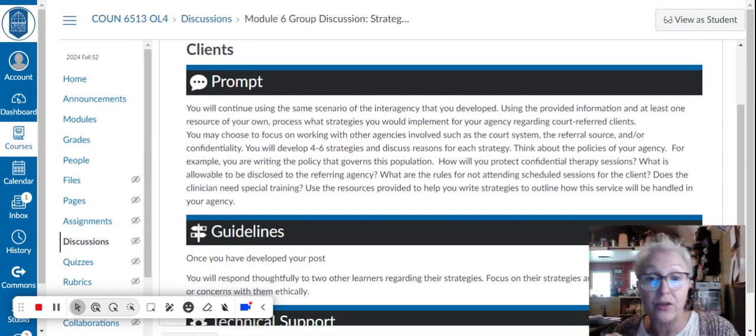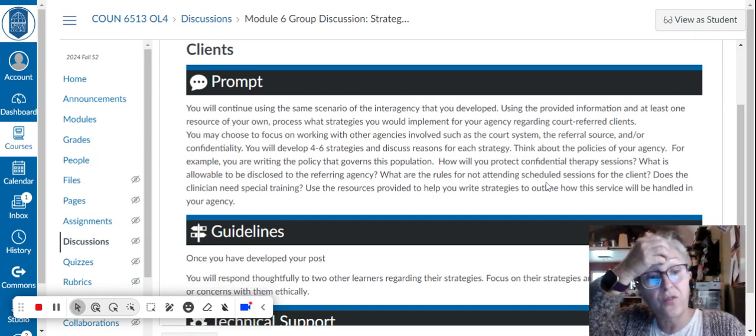strategies? And I want you to know, again, if I've not said it anywhere else, we use the term strategies because that's the CACREP word, and we want to make sure that we stay within the CACREP language. But a lot of us talk about policy and procedure, but it's the same interchangeably. Strategy is the term that we're using, but that's what we're talking about. What is allowable to be disclosed to a referring agency? That is a policy and procedure that you're going to write for your agency. We're just using strategies for the sake of staying CACREP standard, okay?